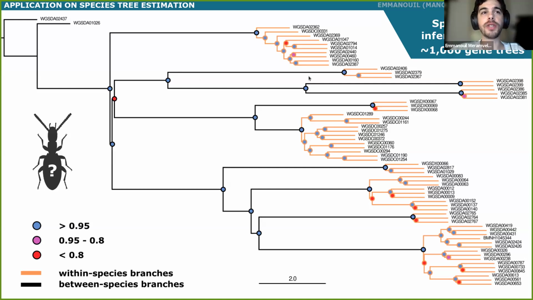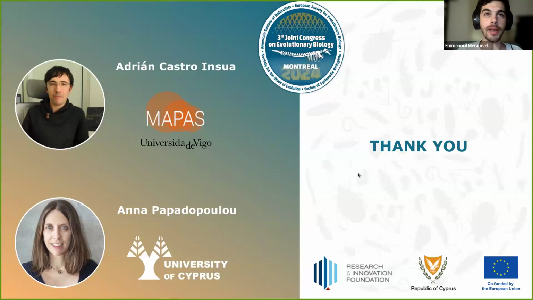With black, you can see between-species branches. With orange, you can see within-species branches. And you can see that most of the between-species relationships, if not all, are very well resolved. And I think that my time is up. So I will finish here and let you ask me any questions that you might have. So thank you. That's all.